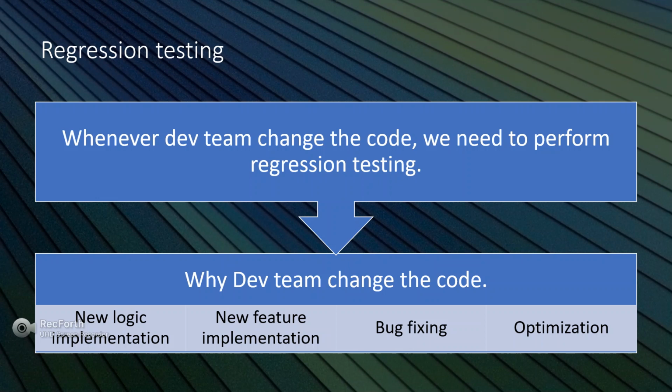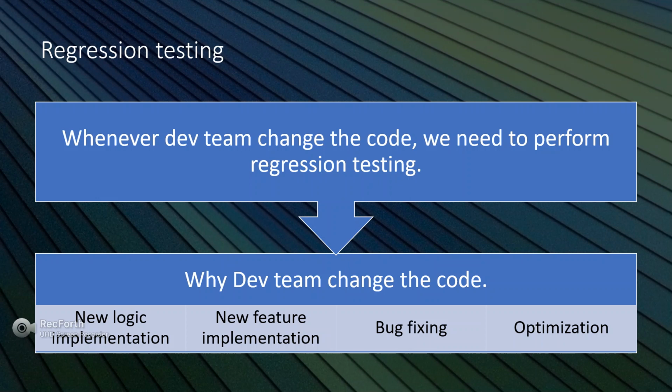What is regression testing? So when we say regression, mostly they will ask when exactly you perform regression. Your answer should be: whenever the dev team changes any code, for any reason, we need to perform regression testing. Now the question after that they will ask you is why the dev team changes the code.